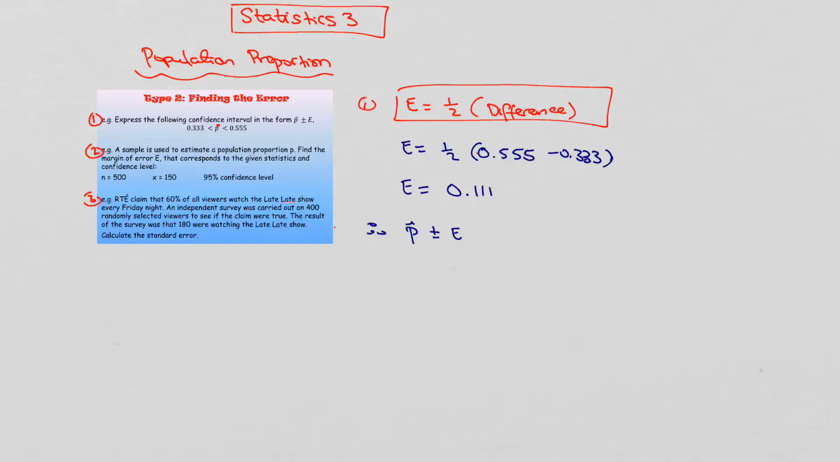of course, to separate it out, we know that it's our sample population proportion minus our margin of error is less than the true population proportion, which is less than the sample population proportion plus the margin of error. So if the left is equal to 0.333, and I add on 0.111, I get 0.444. So the sample population proportion must be 0.444 plus or minus the margin of error, which is 0.111.